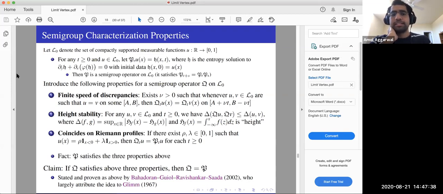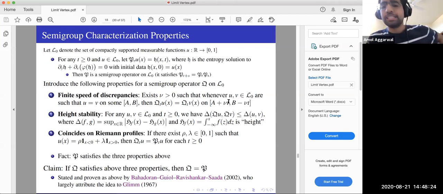And if it satisfies these three properties, then it's going to be equal to P_t. Okay. So the first is, as I said before, finite speed of discrepancy. So what that means is the following. There exists a finite constant nu greater than 0, so that whenever u and v are such that they coincide in some interval [a, b], then Q_t of u and Q_t of v don't coincide in [a, b] exactly, but they coincide in a shrunken version of it, like [a plus nu t, b minus nu t]. So you can imagine like a fire burning on either end of [a, b] at speed nu, and the part of the interval that's still left after time t is the part of the interval that they still coincide on after time t.